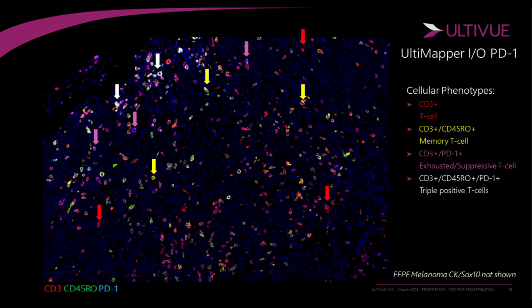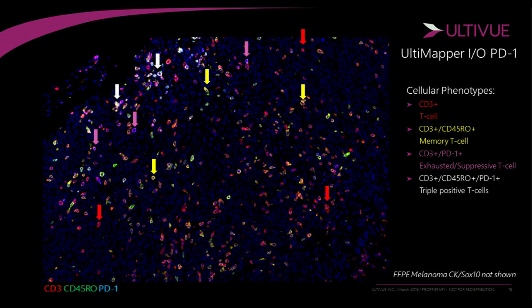So you have different phenotypes here, and when you have multiple markers being expressed on the same cell, you'll get new colors. So if you have red and green, you'll get yellow. If you have red and blue, you'll get more of this pink. If you have a triple positive, you'll get more of a white color.